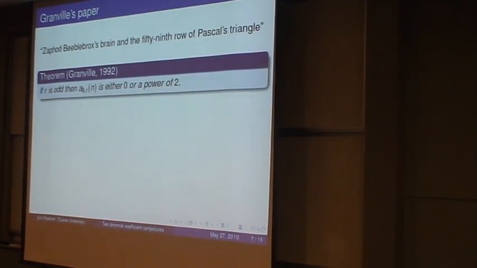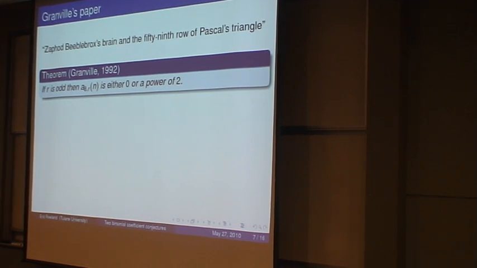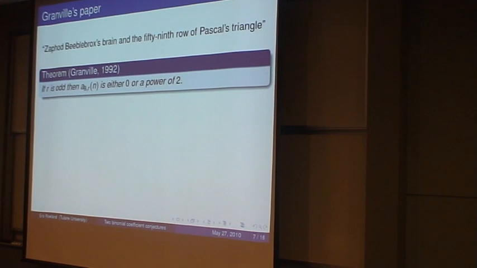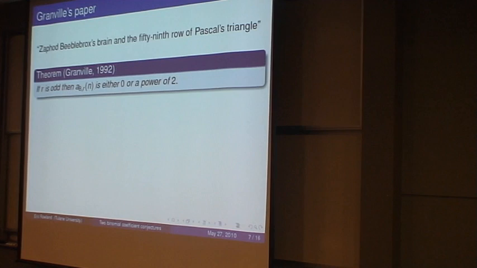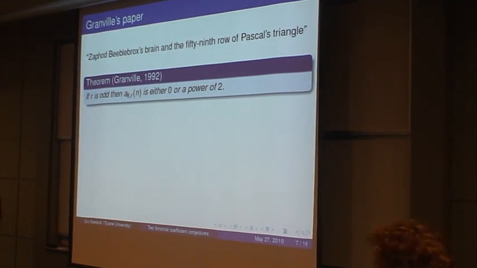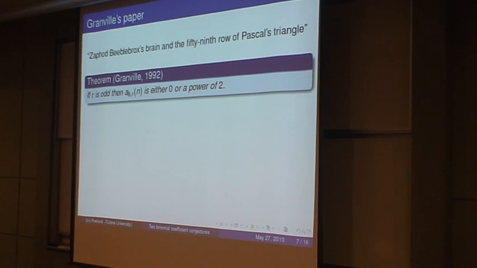But in this paper, Granville showed that the same statement also holds modulo 8. So if we count the number of entries congruent to either 1, 3, 5, or 7, modulo 8 on any row of Pascal's triangle, it'll either be 0 or a power of 2. And he did this by basically computing the formulas for them. And they're not that nice. There's some case analysis to be done. But he pushed through it and got this theorem out of it.